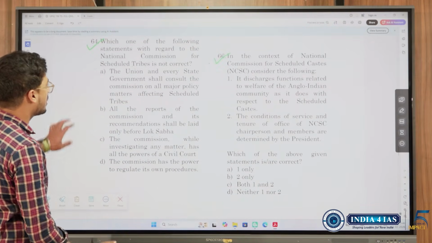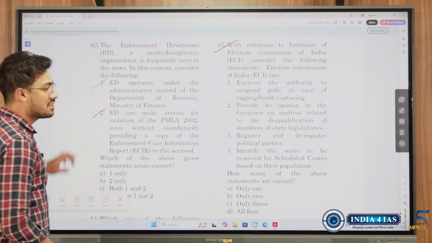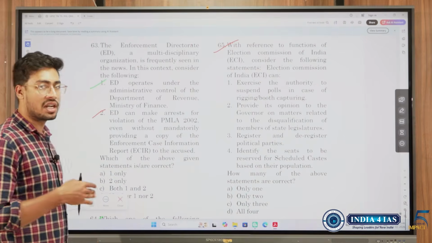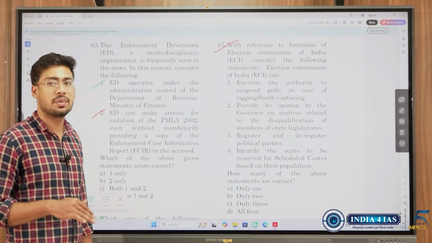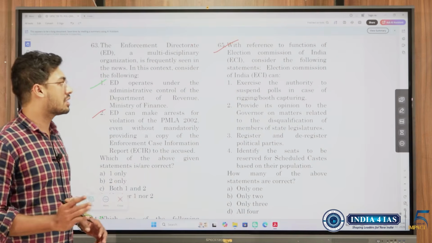National Commission on Scheduled Tribes, I'll leave it to you. You can have a look. See, NCSC, NCST, under what article is it formed? It was what amendment that made NCSC and NCST get bifurcated? It is enough to know all this.